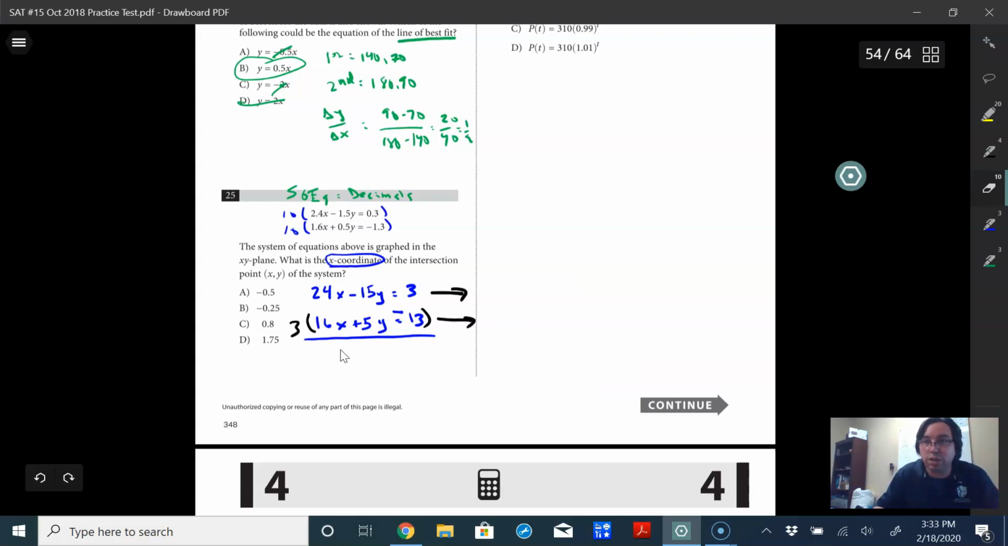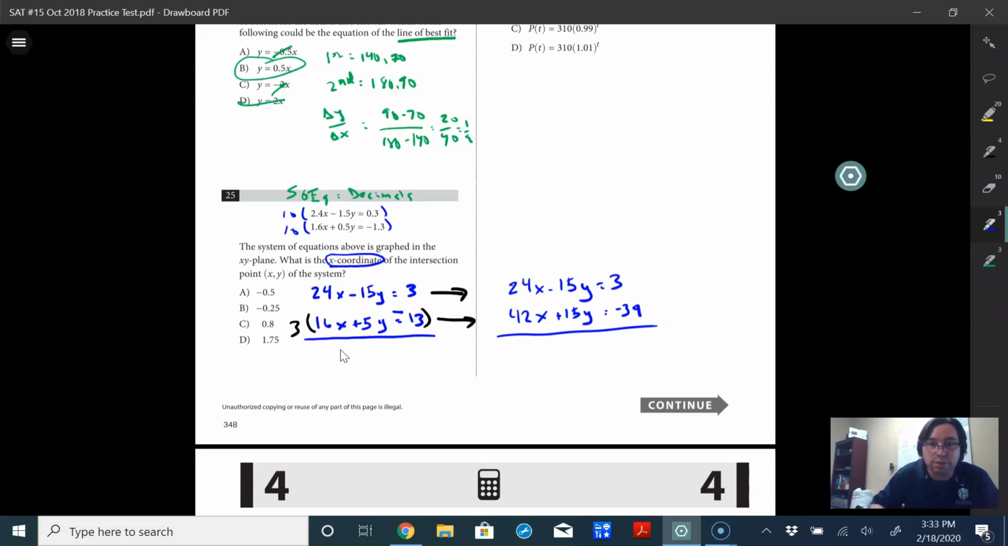So let's try this again. So we're going to have 24x minus 15y equals 3, and that's going to be 42x plus 15y, and that's going to be a negative 39. So my apologies. That's where I made a mistake of not distributing my negative and somehow forgot that piece right there.